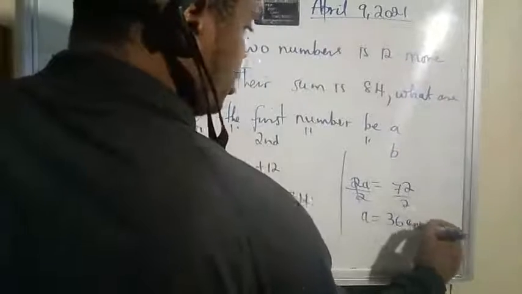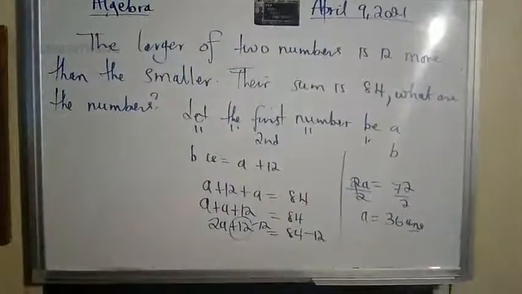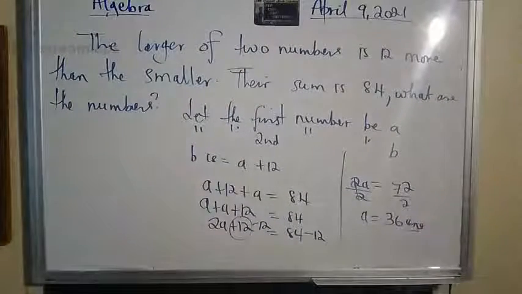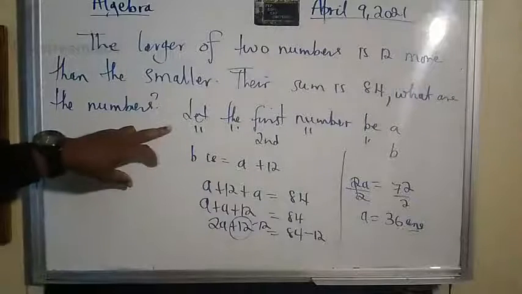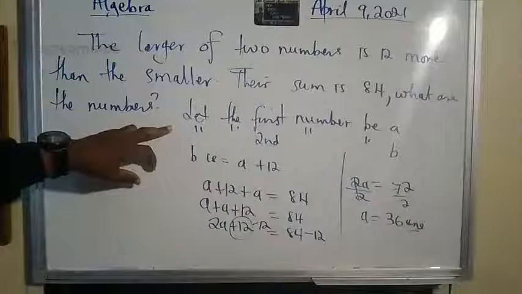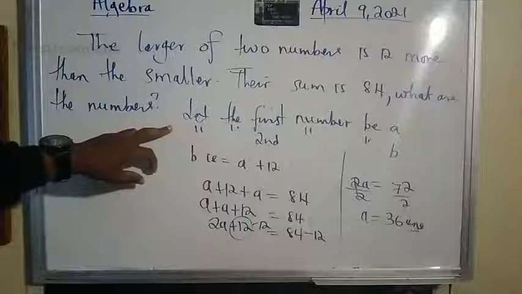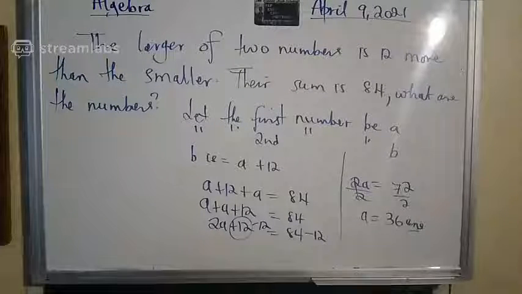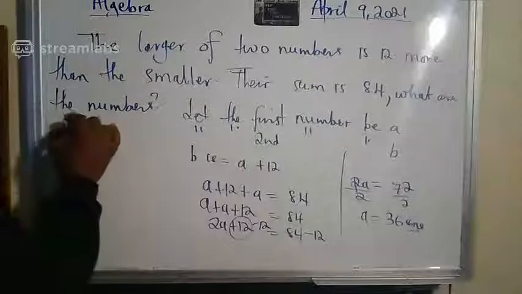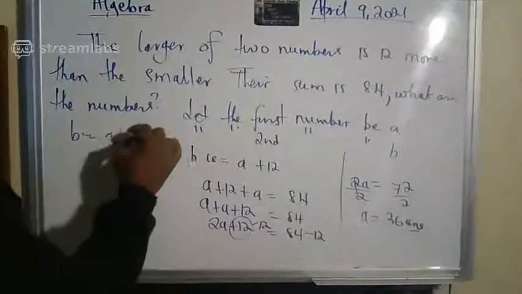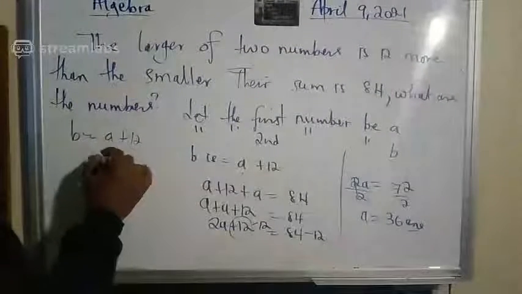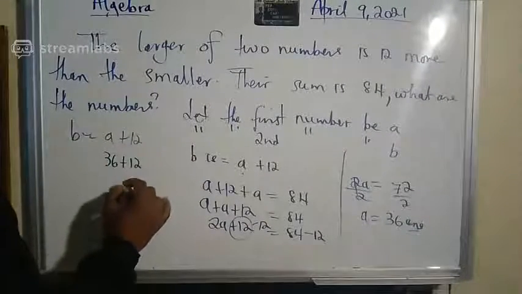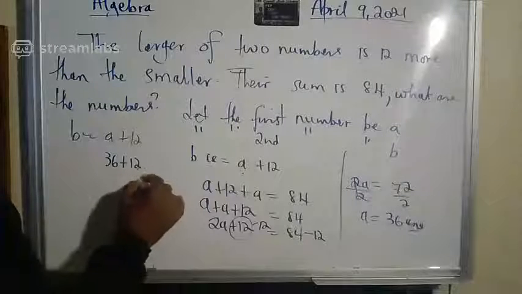So A is 36, right? So we found one of them already. We have to go back to the information that we were given. A is the first number, but the second number is A plus 12. So if A is 36, all we have to do is add 12 to it and we get B. So B is equal to A plus 12. So 36 plus 12 is 48.